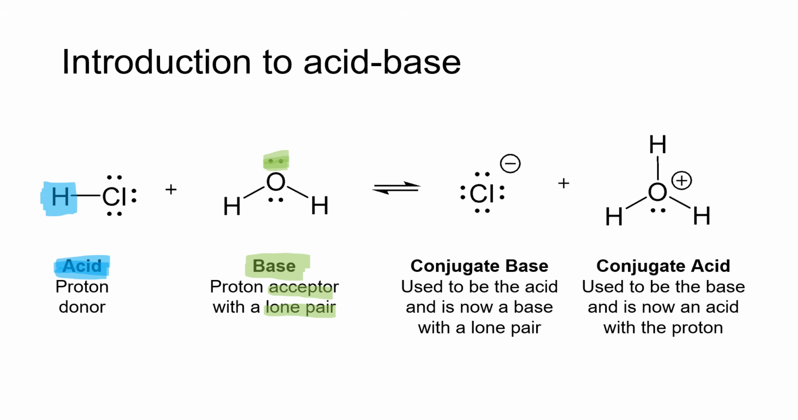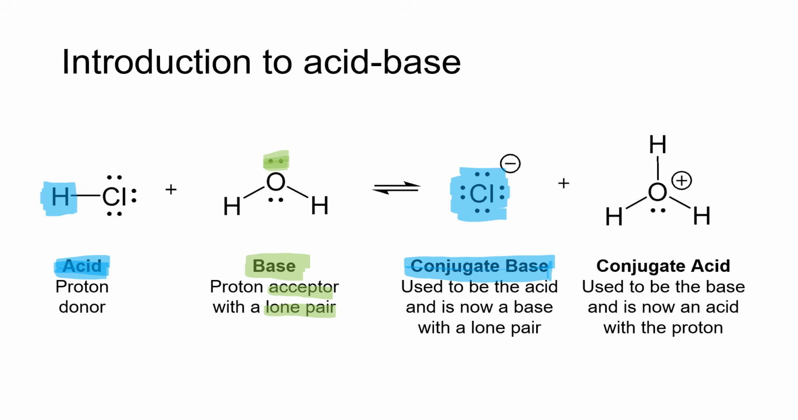The acid and the base are always going to be existing on our reactant side, or the left-hand side. On the product side, we can say the HCl used to be the acid, and now it's just this Cl. It's not HCl anymore. It's Cl minus. Now that it's done its acid job and donated its proton, we refer to that thing as the conjugate base.